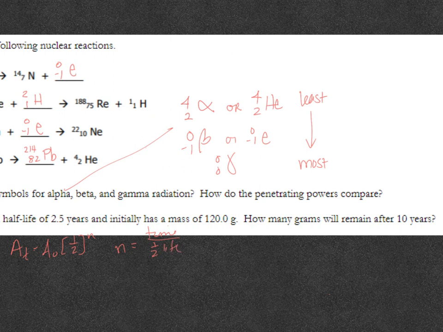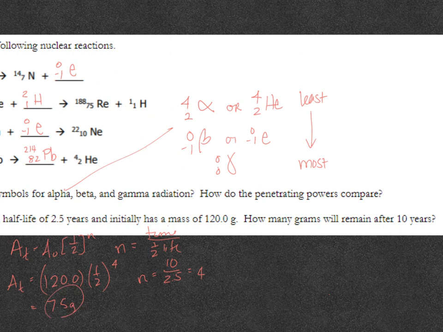So if we're going to use the formula for this, the amount at time t, which is what we're asking for, we initially have 120 grams times 1/2. My n, 10 years has elapsed. Half-life is 2.5. So 4 half-lives have elapsed. Now I can plug it into the formula and I get 7.5 grams.